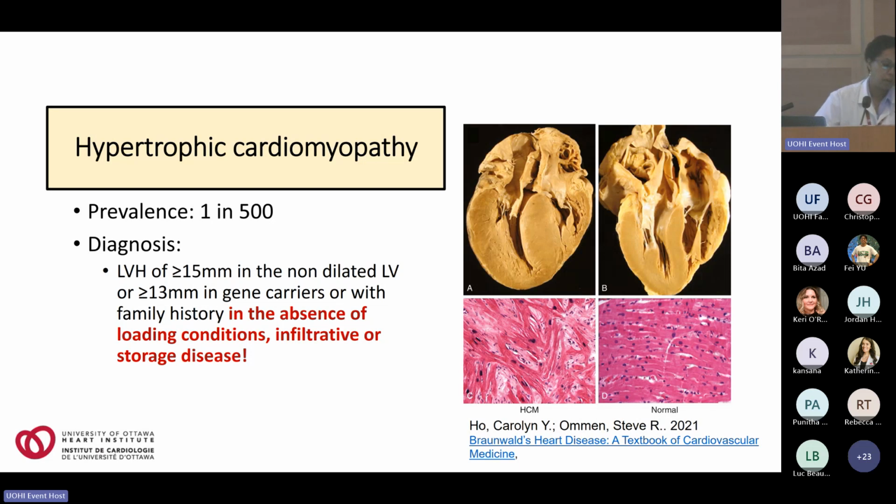And again, the current diagnosis stresses the fact that there should be absence of loading conditions, infiltrative or storage disease. But regarding the loading conditions, this can be challenging because in recent years, we diagnose more and more patients with HCM at an older age, and most of them may have a coexisting hypertension, which is a loading condition. So this can be challenging.